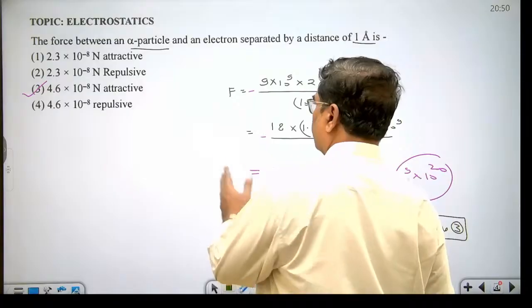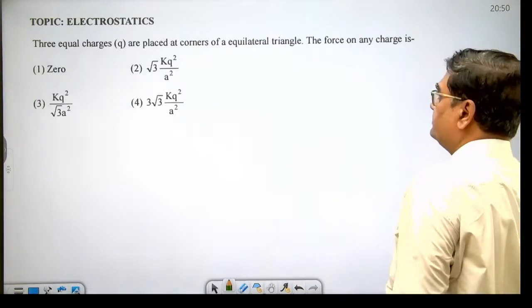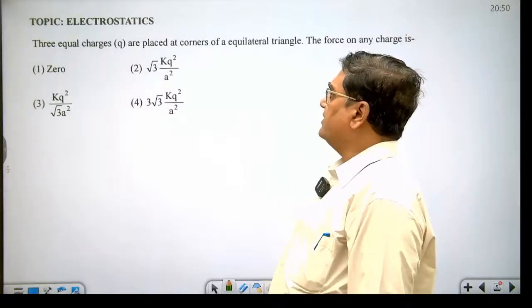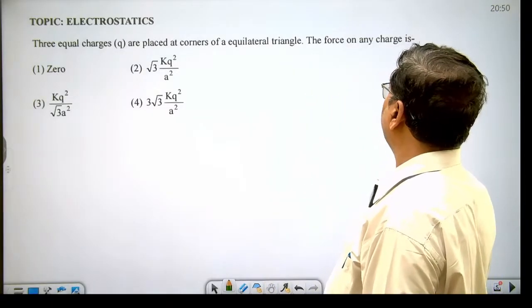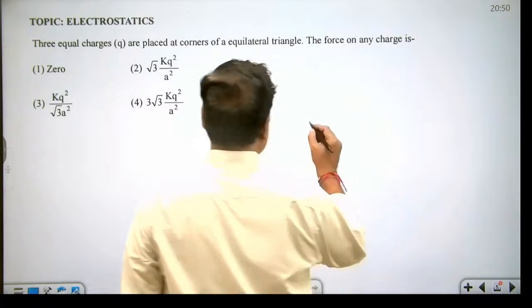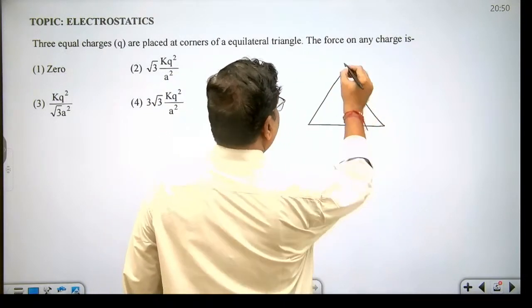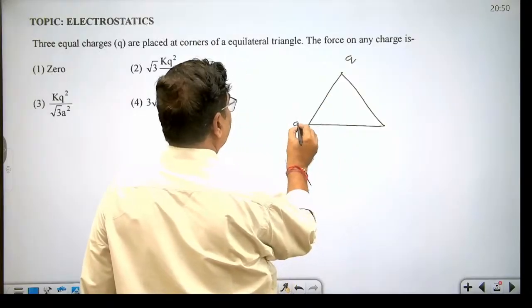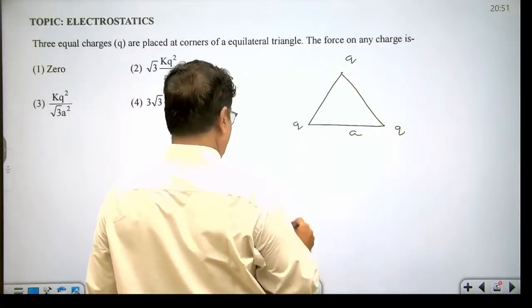In exam, during making calculations, you have to make the adjustments. Three equal charges Q are placed at corners of an equilateral triangle. The force on any charge is, see, this is the question. Three equal charges are placed at the corners of an equilateral triangle like this. Let us assume the side of the triangle is a.